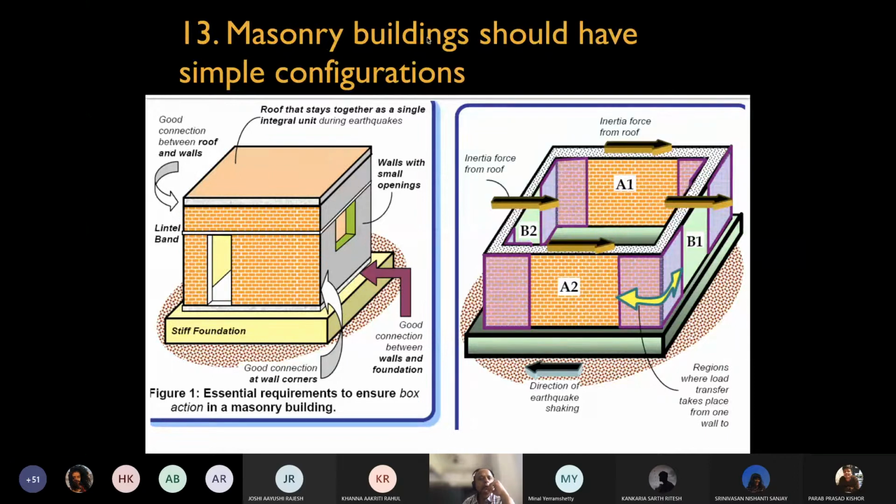The openings can be smaller. There should be good connection just on the top of the lintel band, just above the windows and doors. So there should be a lintel band which ties it all together. Okay. And even at the roof or floor, at that stage also, there should be anchorage between the wall and the slab, and the roof itself should be able to act as an integral unit together with the walls.